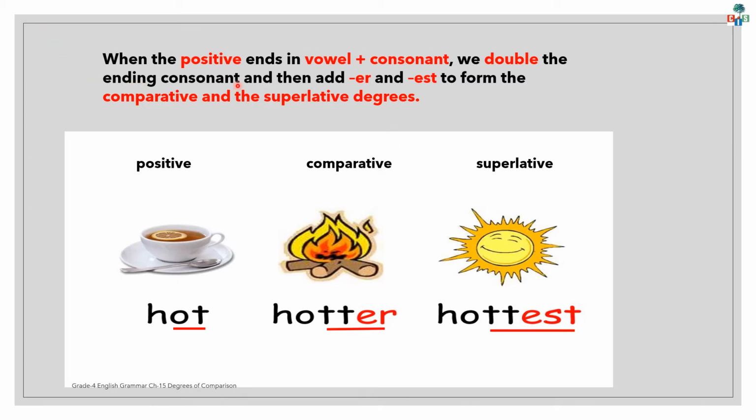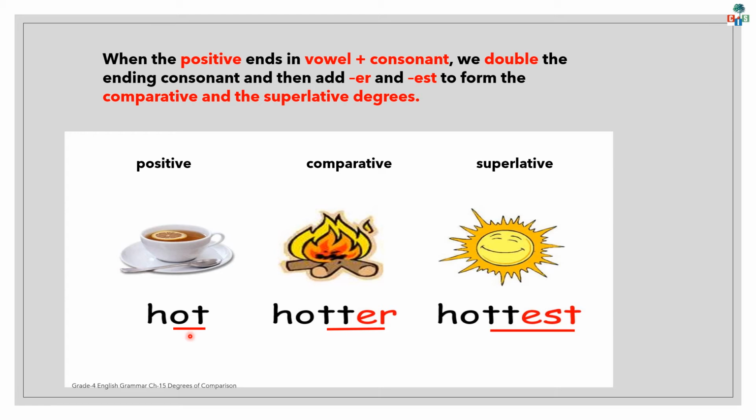When the positive ends in vowel plus consonant, we double the ending consonant and then add ER and EST to form the comparative and the superlative degrees. For example, hot. Children, this is in the positive degree and it ends in vowel plus consonant. See the last letter T. T is a consonant letter and before the letter T, O is there, vowel is there.